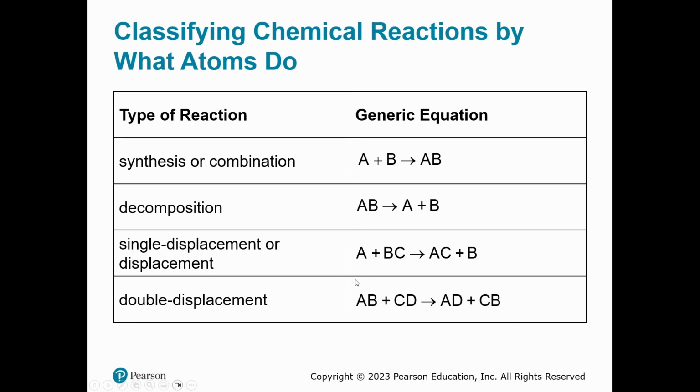A single displacement is where you have an element and some binary compound or some cationic and anionic species. They switch partners and displace a new element from the original element. So originally we had element A displaces B, and B becomes a pure element. It's a little bit more rare, but we will see a couple examples of these.